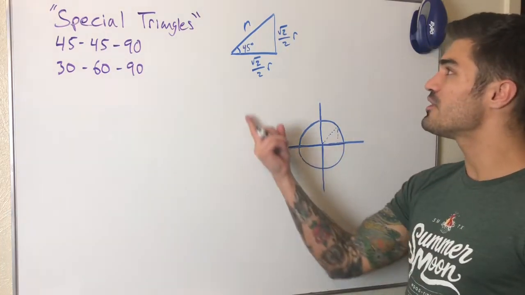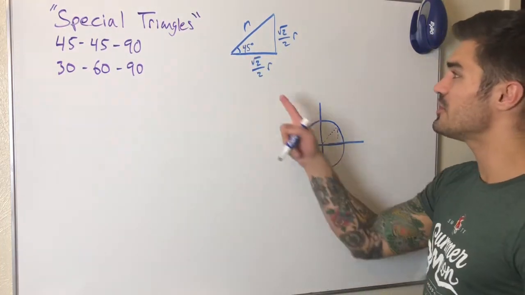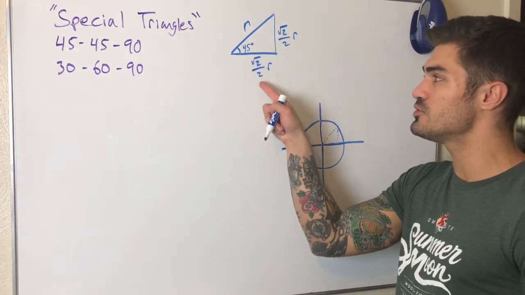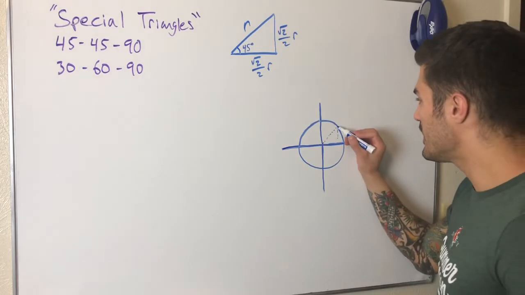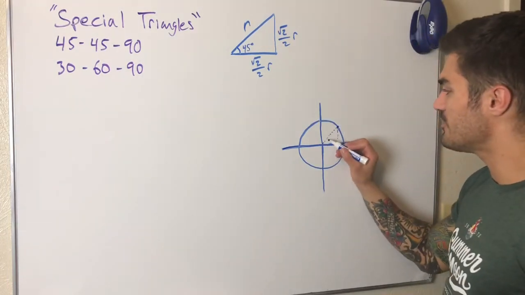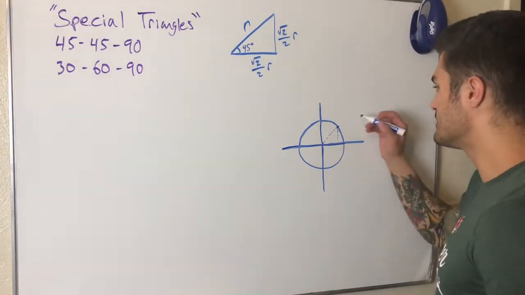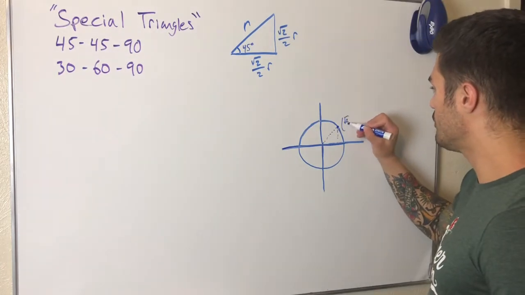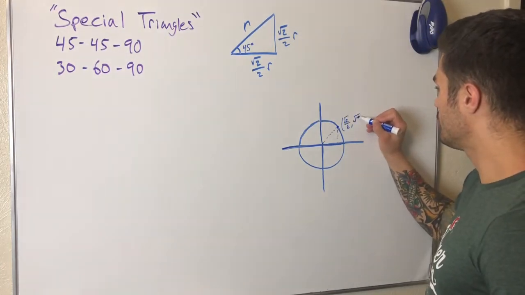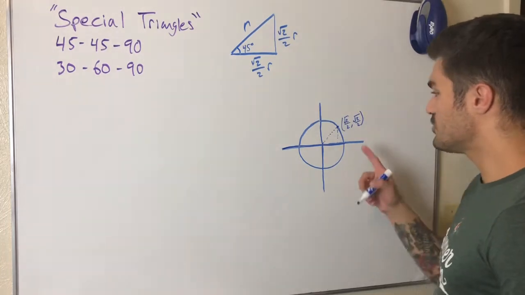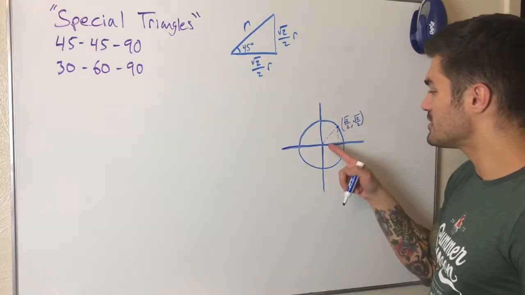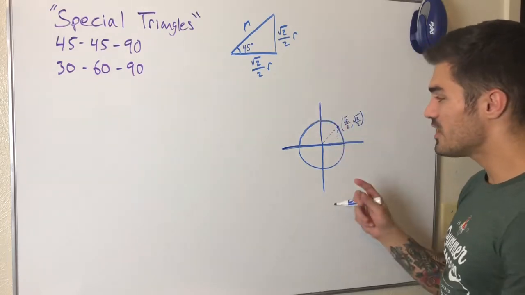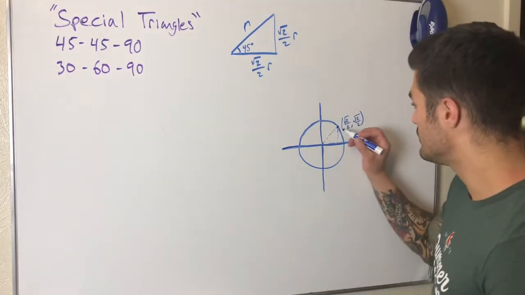So if we have a radius of 1, what can we say about the other two sides? They are root 2 over 2 times 1. Both of these sides are just root 2 over 2. And that's where this point comes from. For 45 degrees, or pi over 4 in radians, we have root 2 over 2, comma, root 2 over 2. So the way I think of it is this triangle with a hypotenuse of 1, that's a 45-45-90 triangle, can basically fit inside our unit circle.